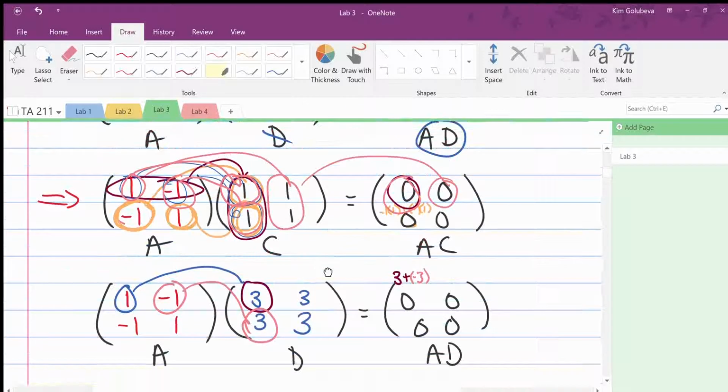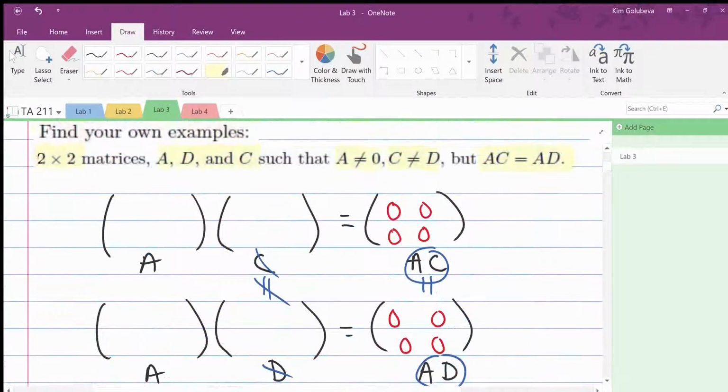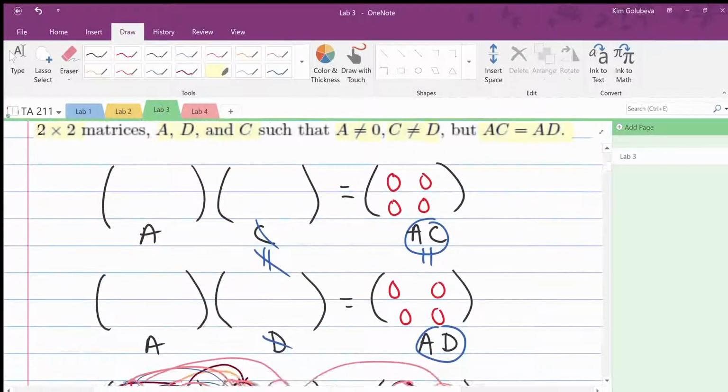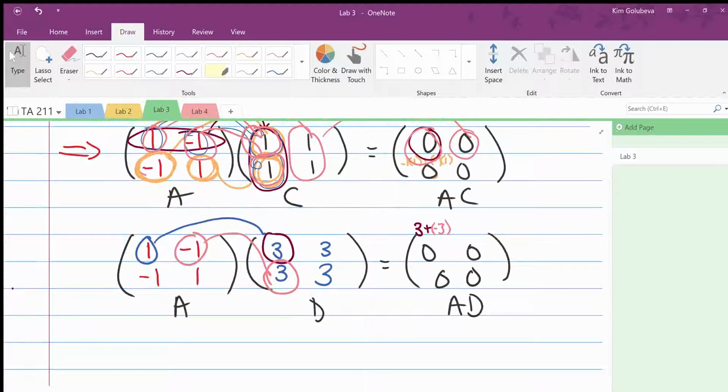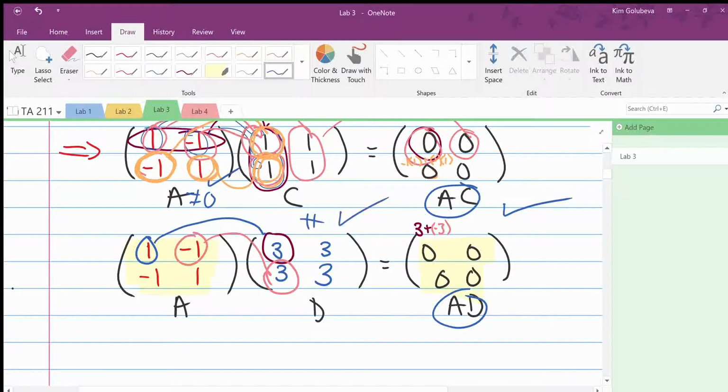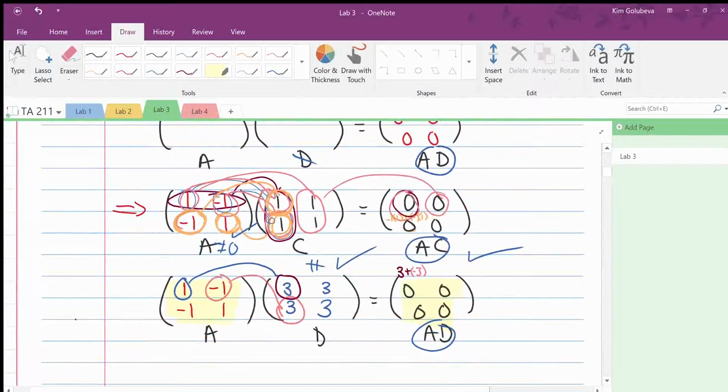So essentially for these type of questions, an easy way to go about it is to simply try and play with the positive and negative signs to have everything cancel out, and you end up with the zero matrix. So you can see here that all of our conditions are satisfied. AC is equal to AD, check. A does not equal 0, check. And C does not equal D, so that's another check. So yeah, good way to approach these problems.